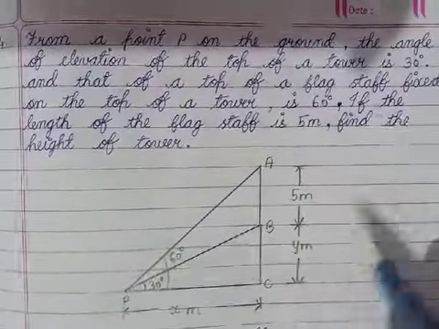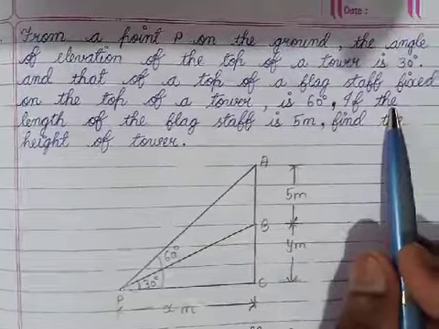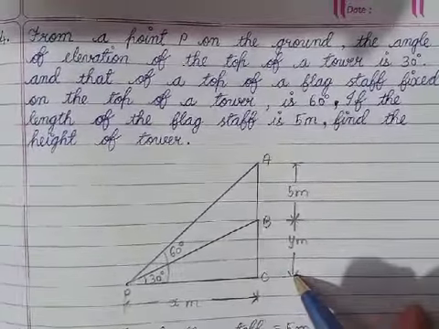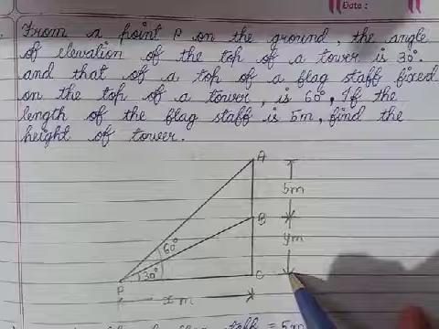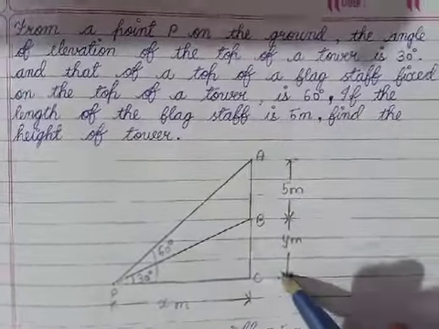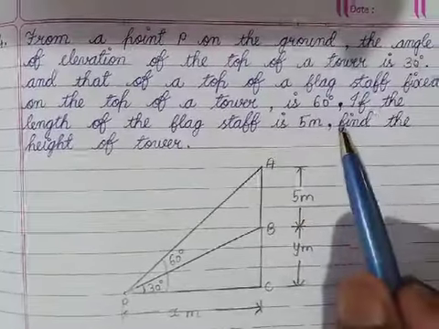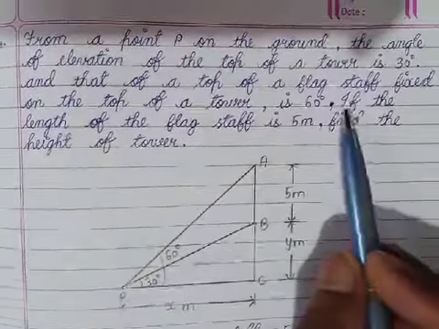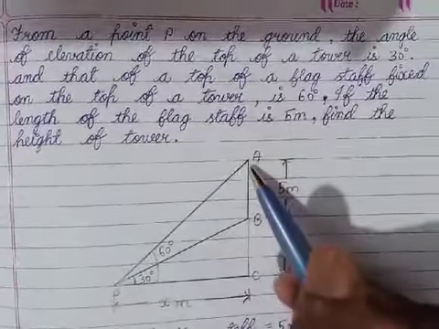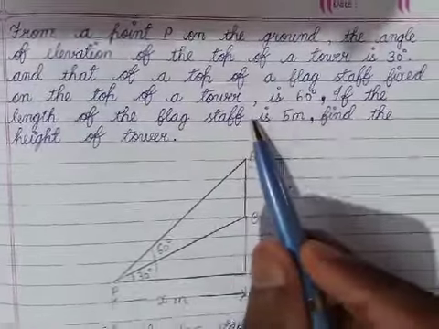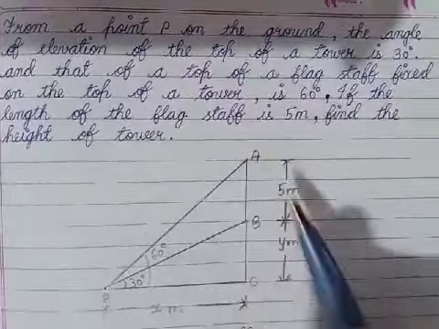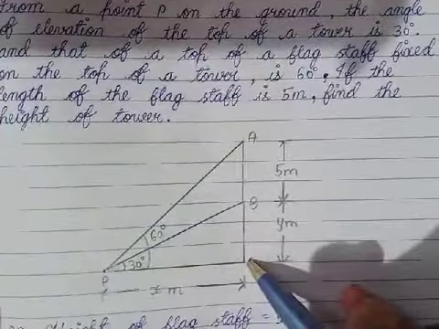Okay, be careful, it is not written from where. It is assumed that it is from the base of the tower. If the length of the flagstaff, meaning only AB, is 5 meters, find the height of the tower. You have to find the height of the tower.